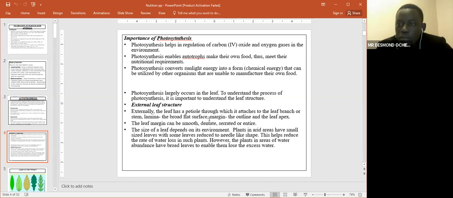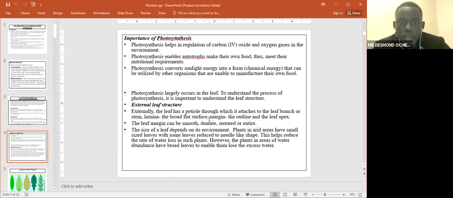This sunlight energy cannot be directly used by other organisms, for instance the animals. So the animals obtain the energy from the sunlight energy in another form. The sunlight energy is converted into chemical energy, and the chemical energy can be utilized by other organisms which are unable to manufacture their own food. So when we get to the next mode of nutrition, you'll be able to understand how the energy transfer occurs.